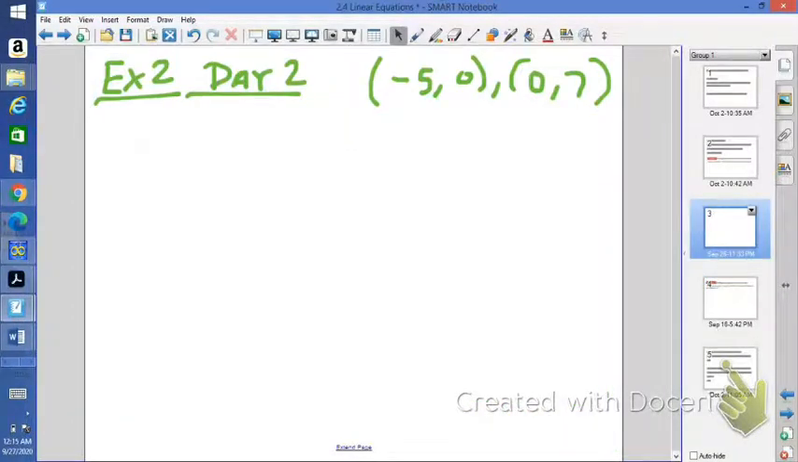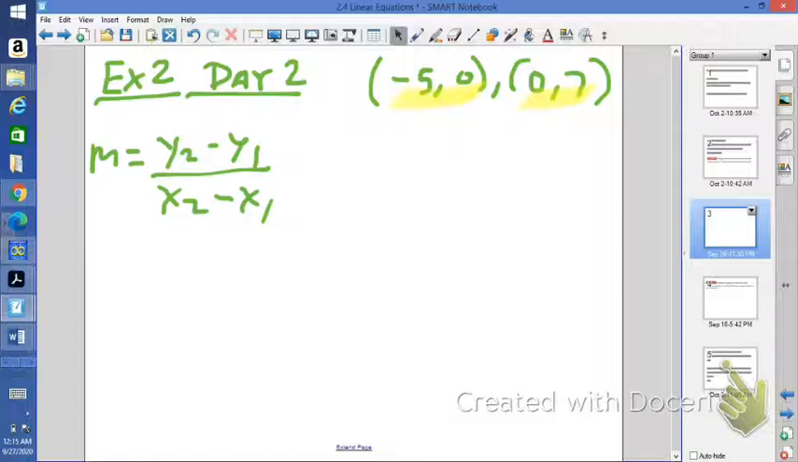Okay, I want to do another example problem. So if you can find some extra space on your sheet to add this in. We're given 2 points again, negative 5, 0 and 0, 7. And we want to put this into point-slope form. Well, we have 2 points, but we don't have a slope. So we need to find the slope using our y sub 2 minus y sub 1 over x sub 2 minus x sub 1 formula.